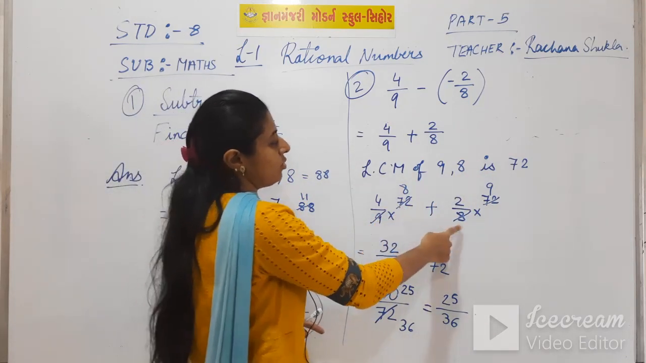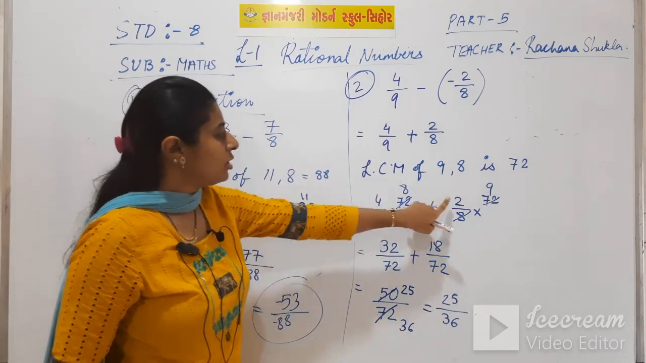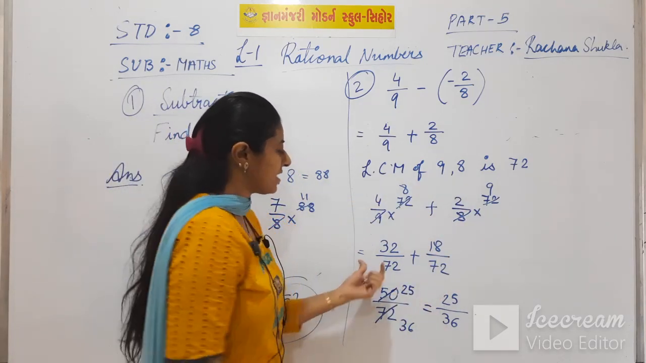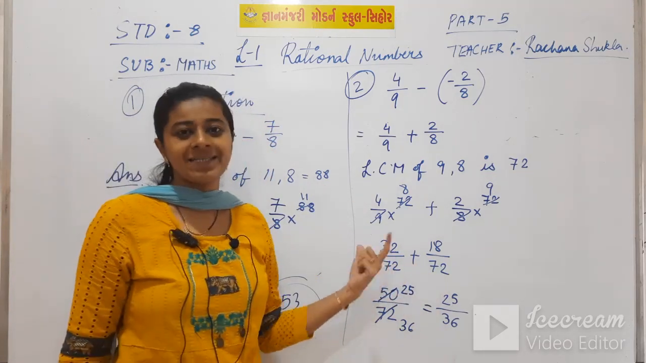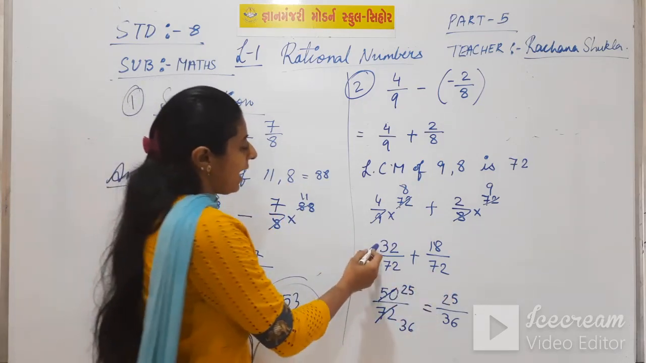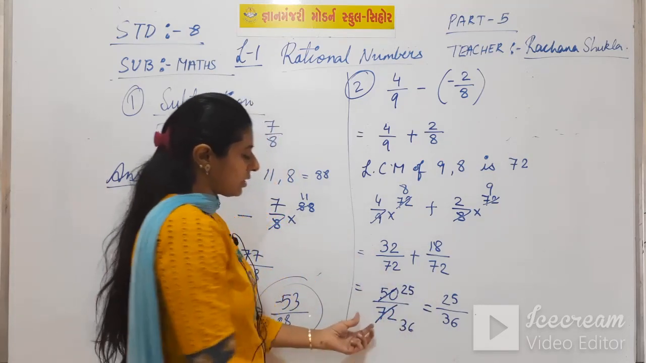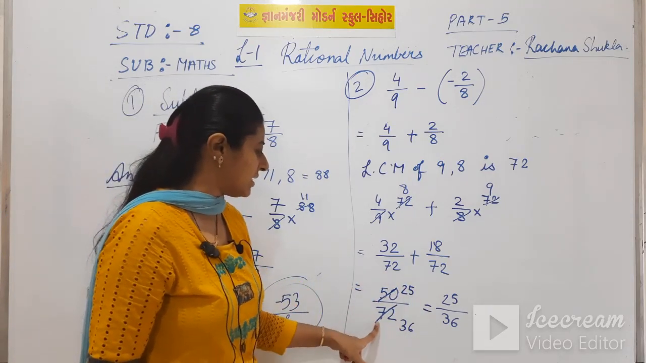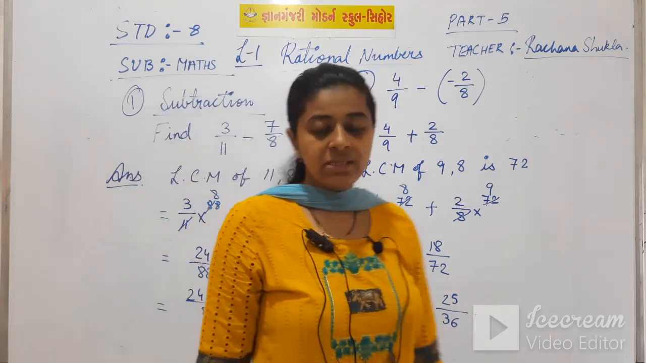9 8s are 72, 8 9s are 72. Then multiply. 4 8s are 32, 2 9s are 18. Okay students? Upon 72 and 72. Why 72? Because we wanted to make the denominators the same. So we put here 72 and 72. Then add both these numbers, that means 50 upon 72. You can reduce the term by dividing by 2. 2 25s are 50 and 2 36s are 72. You got the answer as 25 upon 36.